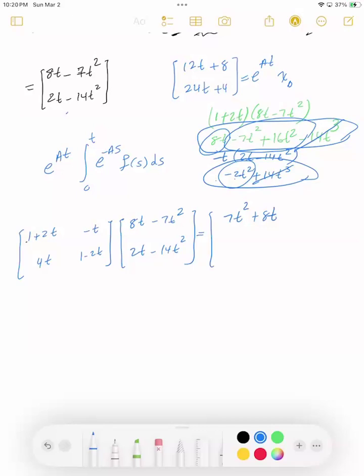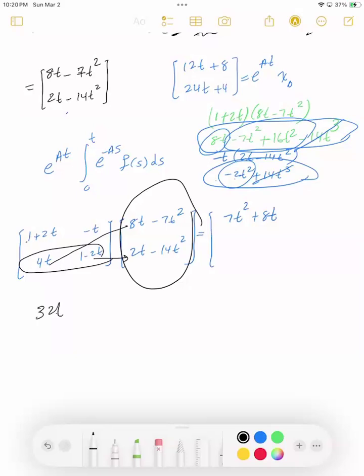Then we are going to do the same thing. We are going to multiply this by this. So 4t times that, and this one times that. So 4t times 8t is going to be 32t squared. 4t times negative 7 is negative 28t cubed. Then I'm going to multiply 1 by this, which is just going to be itself. I'm going to multiply negative 2t by 2t, which is negative 4t squared. Negative times negative is positive, 28t to the power 3.